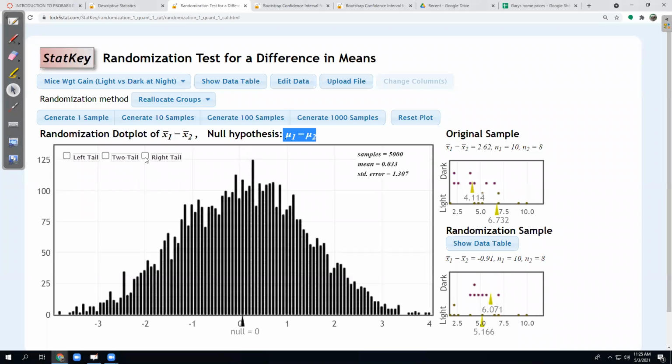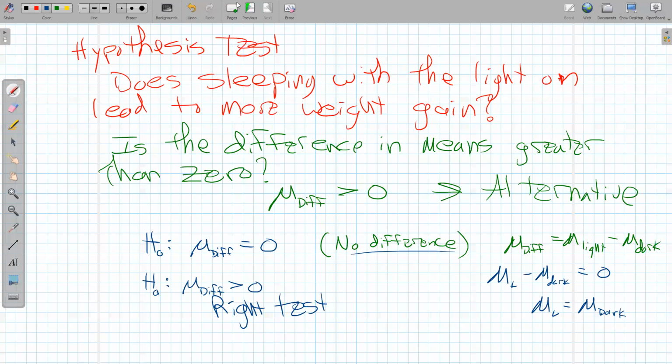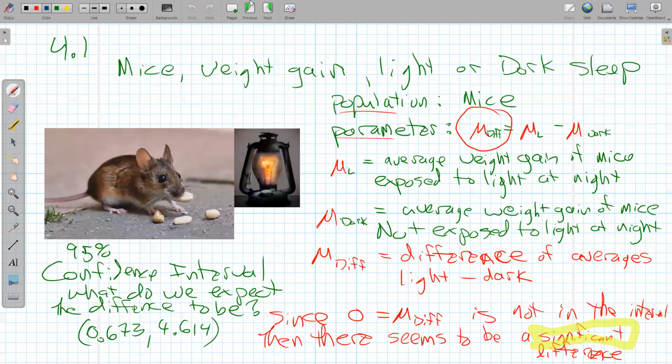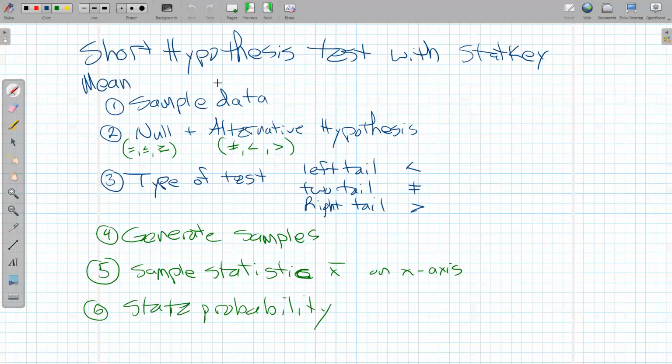So I select right. Once I do that, StatKey throws a number over here, and it picked a number that goes with a 2.5% upper limit here. What I do next is I put my sample data in place here. That was like, I think, step 5 in my notes back here. So I found my sample data. I made sure I had the right null and alternative hypothesis.